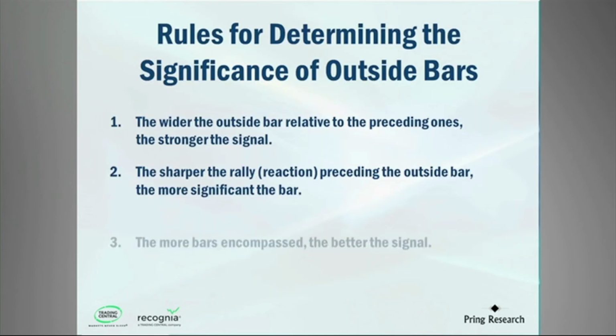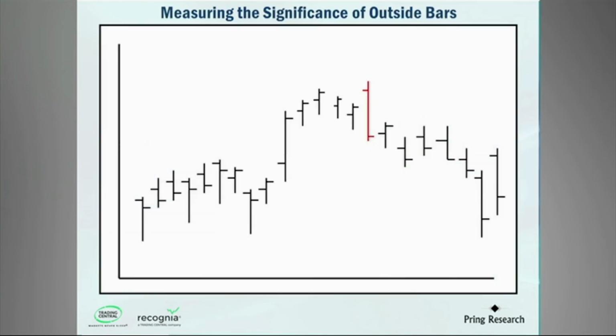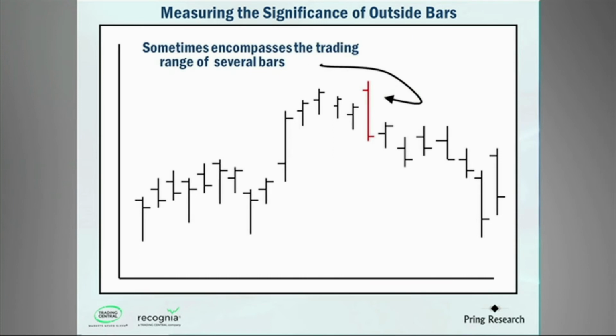The more bars encompassed, the better. In most situations, the outside bar will only encompass one other bar. However, when it encompasses several bars, the signal that the balance has shifted from sellers to buyers at the bottom becomes that much stronger. The encompassed bars become a small price pattern in and of themselves. If I convert the bars into rectangles, you can better appreciate this encompassing characteristic.